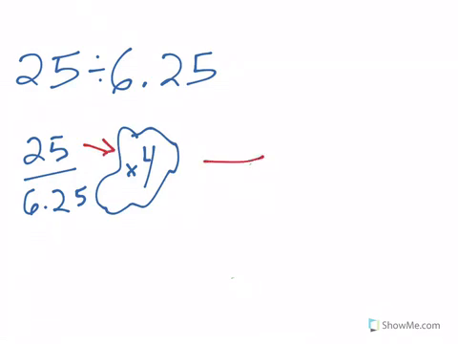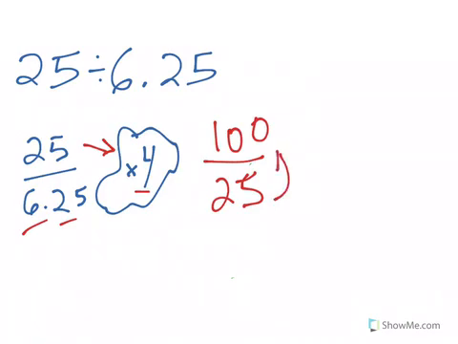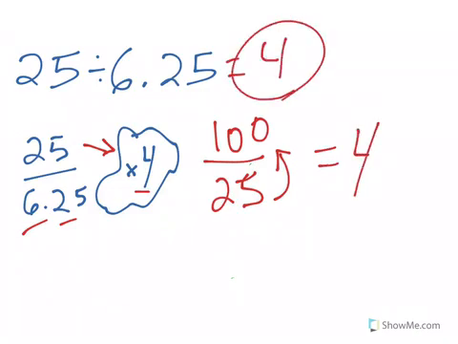25 times 4 is 100. 6.25 times 4 is going to give me 25, right? Because 6 times 4 is 24. 0.25 times 4 is 1. 24 and 1, excuse me, is 25. 25 goes into 100 exactly 4 equal times. So our answer is 4.